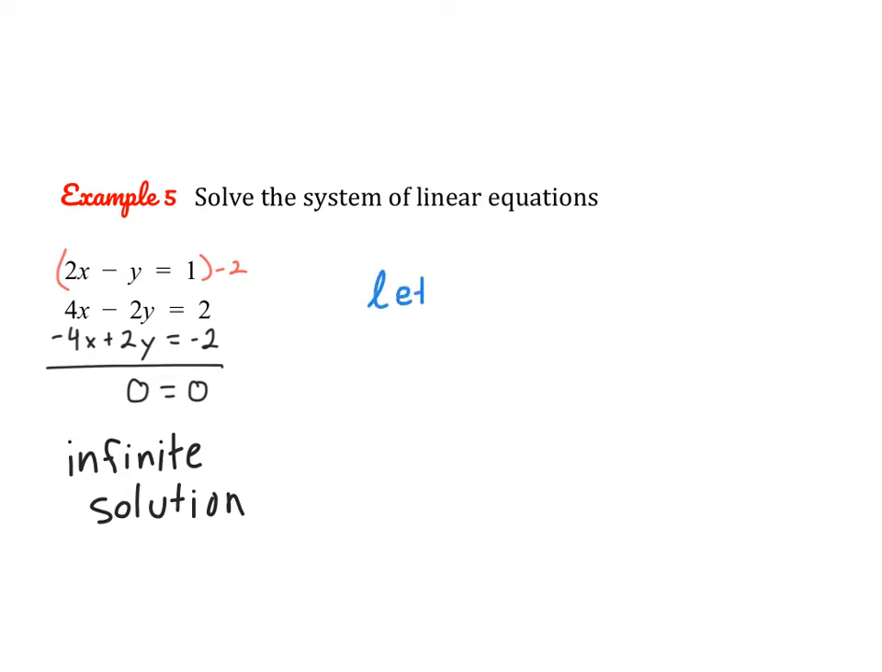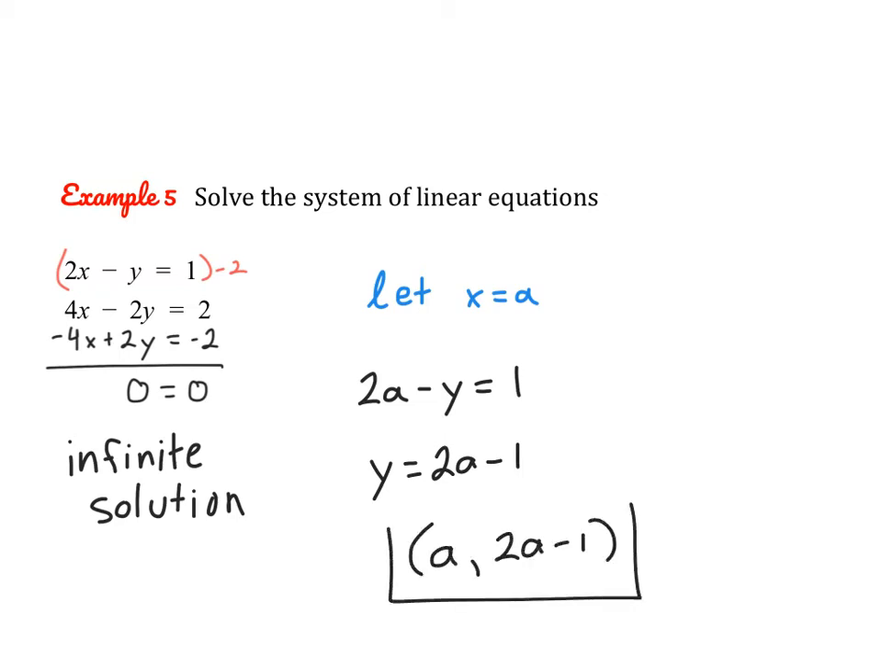So let's say that I'm going to let x equal a. Then I'm going to substitute that into maybe my first equation. So we have 2a minus y equals 1. Now I'm trying to solve for y, so I can also write y in terms of a. So if I add y and subtract 1, I get y equals 2a minus 1. So I actually write my answer like this.